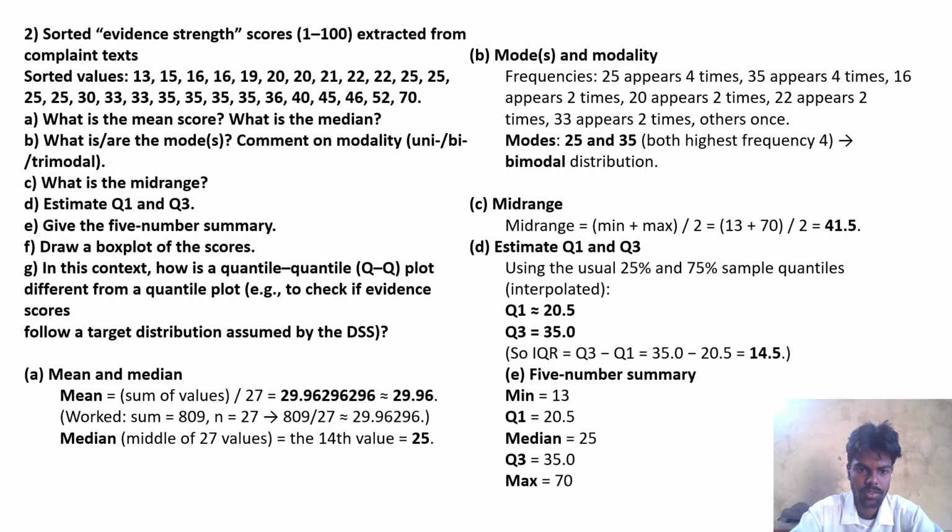Second, sorted evidence scores 1 to 100 extracted from complaint text. Sorted values 13, 15, 16, 19 and so on up to 70. First question, what's the mean score and what's the median? Second, what is the mode? Comment on the modality.